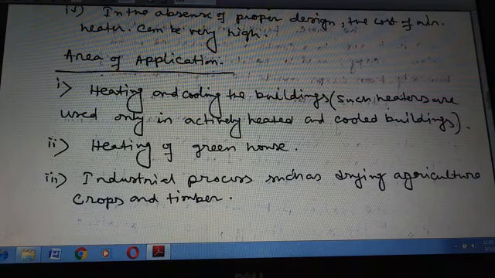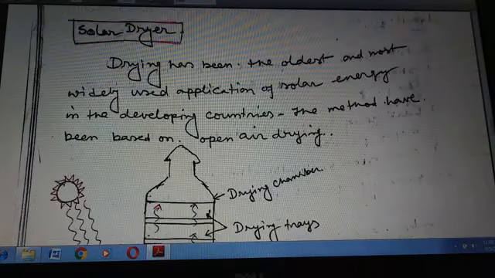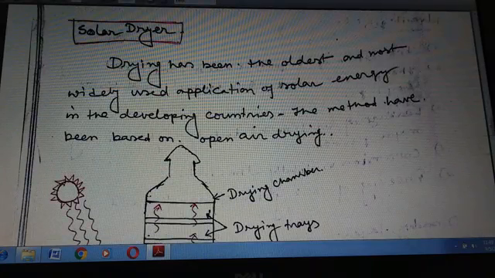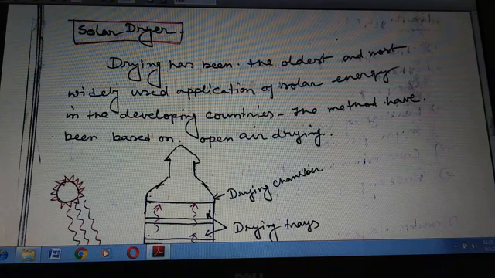Now the solar drying system. What is a solar drying system? Drying has been the oldest and most widely used application of solar energy in developing countries. The methods have been based on the open air drying system.